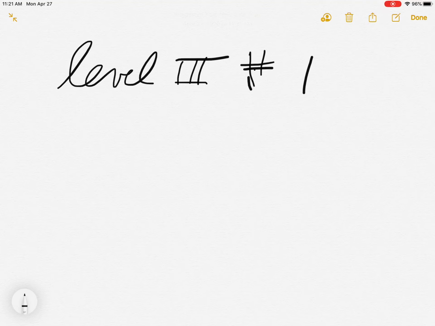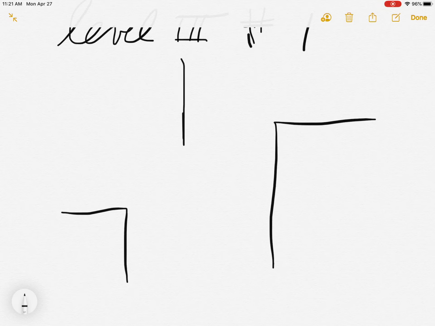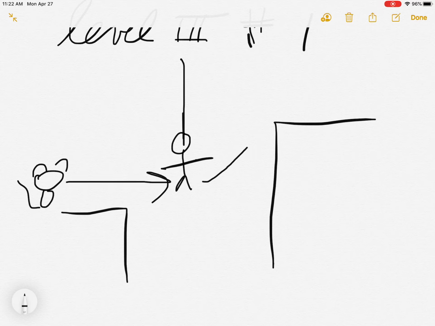Okay, energy assignment at level 3, number 1. Ralph the monkey. All right. So we have 2 different levels. We have you hanging on a rope. And the idea is that Ralph, your monkey, is going to run, grab onto you, and then the 2 of you are going to swing up in an arc to the top of this rope, or the top of this cliff.